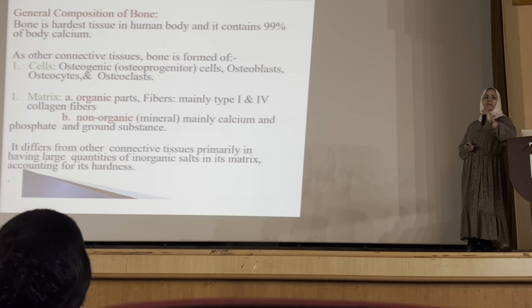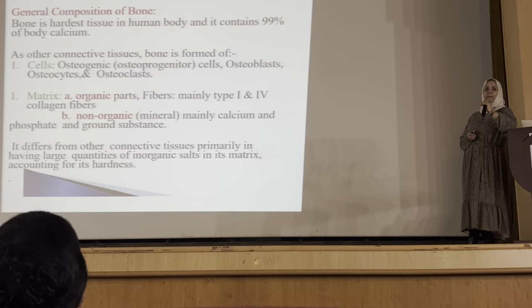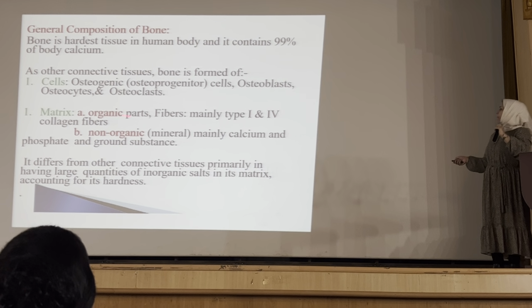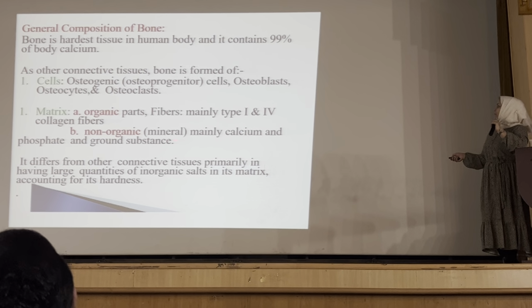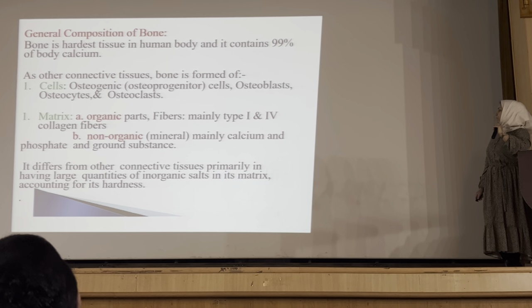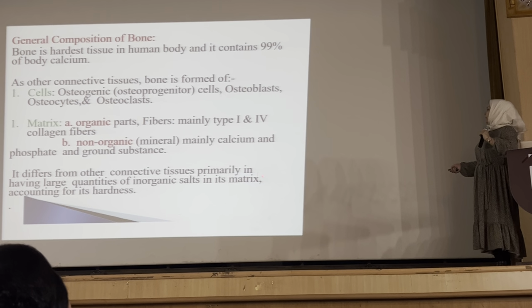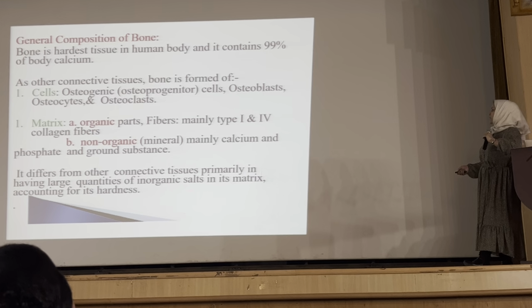Glycoprotein in the matrix is essential for the vitality and maintenance of the matrix, but these are ground substance. So organic is the fibers, then inorganic is calcium and phosphate, plus ground substance. Bone differs from other connective tissue in having a large quantity of inorganic salt.